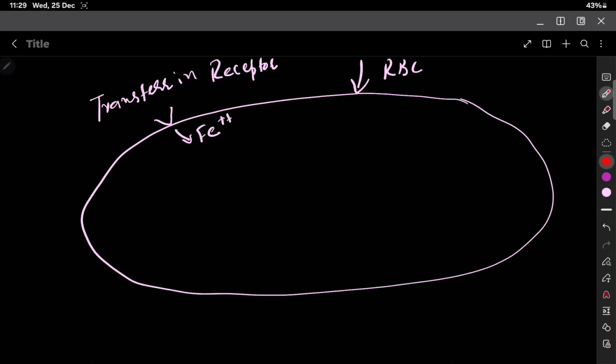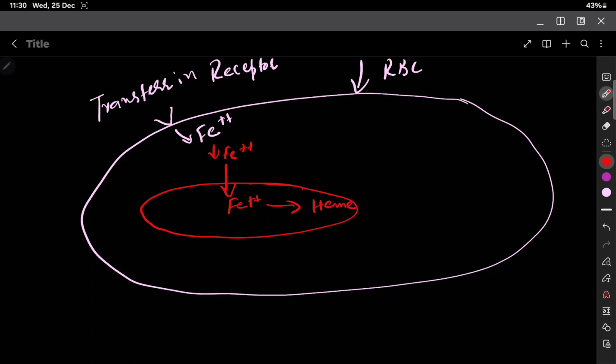One more structure present in the RBC is the mitochondria. So this is the mitochondria. This iron, Fe, will enter into the mitochondria.